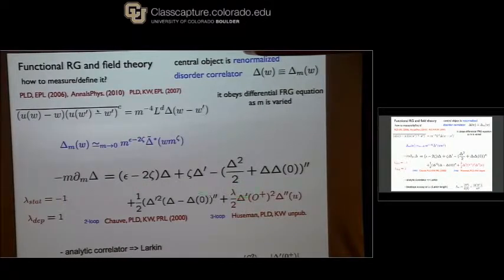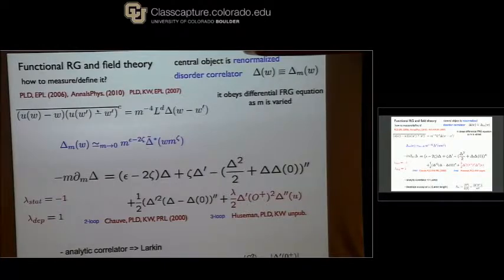So this is the equation, first few terms. It's an expansion in power of the function. Okay, so if the function is small, of course, it will be a good expansion. And that's what happens actually around four dimensions. The function is going to be at the end small. So this is this flow equation for this object delta.